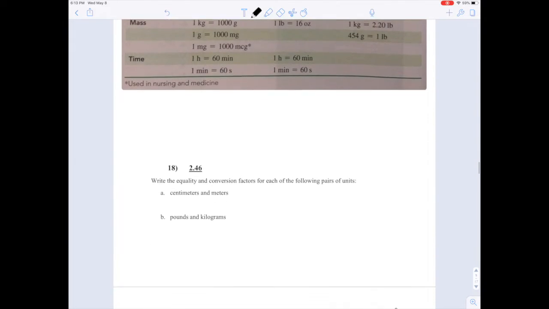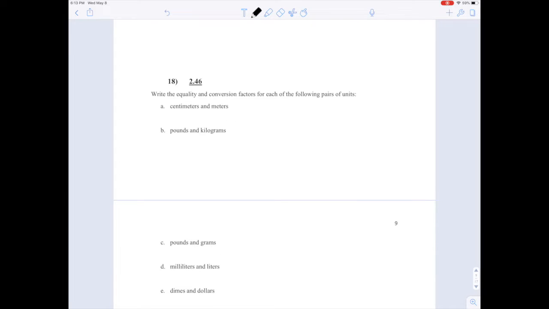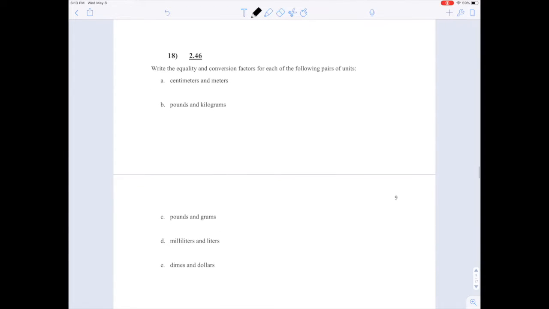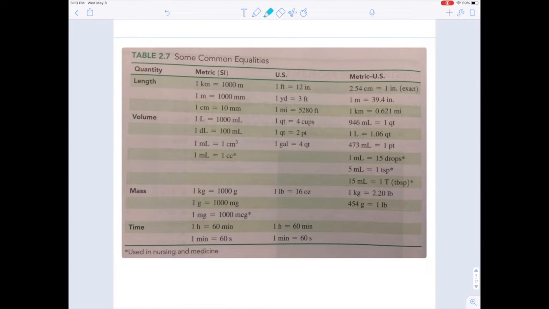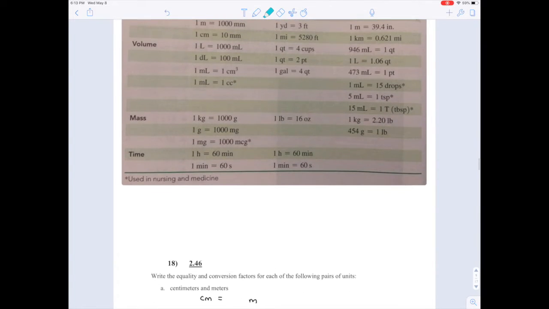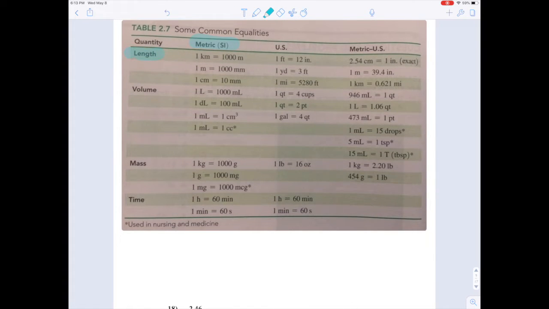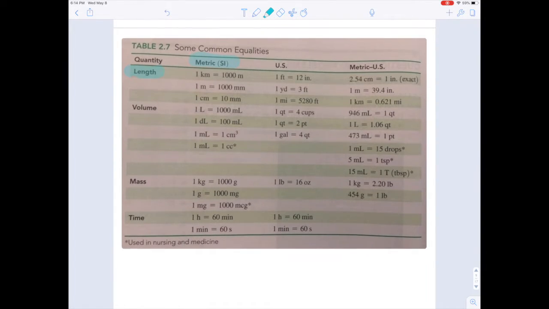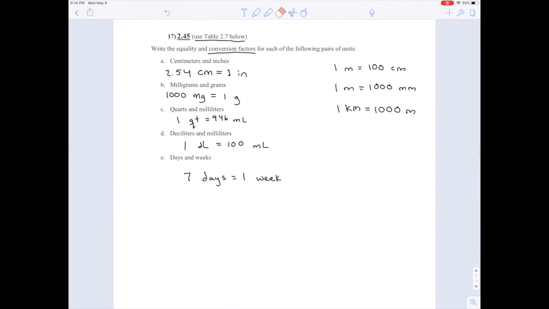For question 18, it's basically the same problem type. They want to know the conversion factor, and they're just giving you different units. So same idea in A here, we want to know how centimeters relate to meters. Those are both metric units, so we'd go up here. They're both metric, so centimeters and meters is what we were looking for. Those are lengths, so centimeters and meters are actually not given on this table, but that is one of the three main ones that you would really want to remember up here.